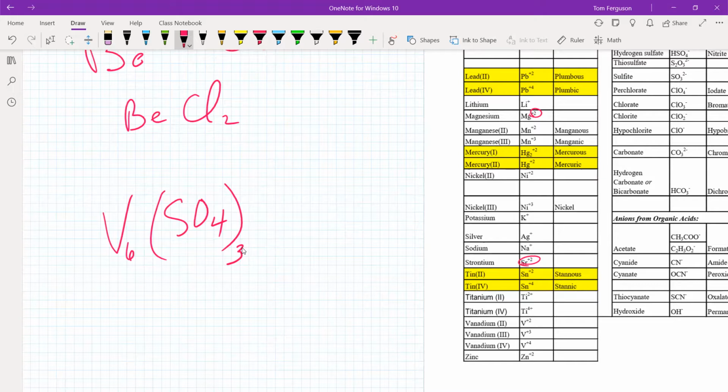Okay, what's that? V6, 3 SO4s. Well, V is vanadium and SO4 is sulfate. Sulfate, as we know, is -2. Vanadium is all over the place. It's 2, 3, 4. So what does this say right here? 3 times -2 is -6. And we have 6 vanadiums equaling the -6. So what is each vanadium charge? +1. Yes.